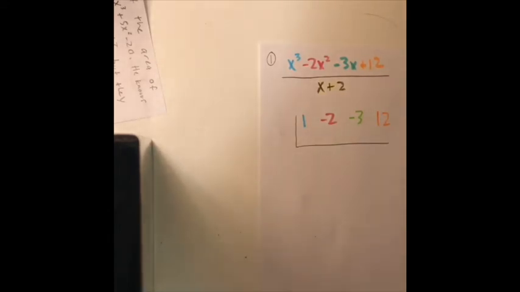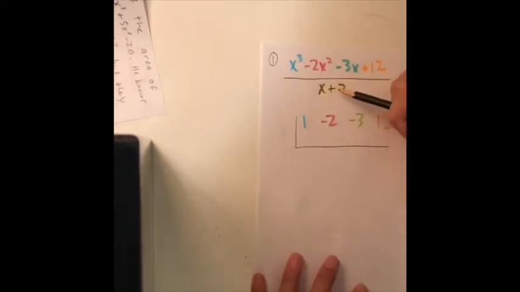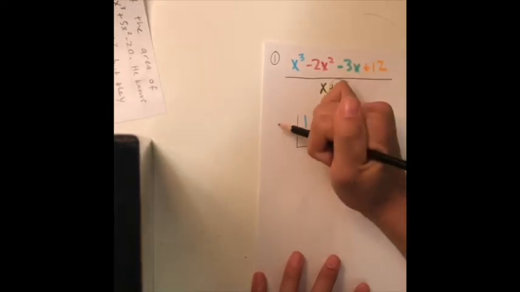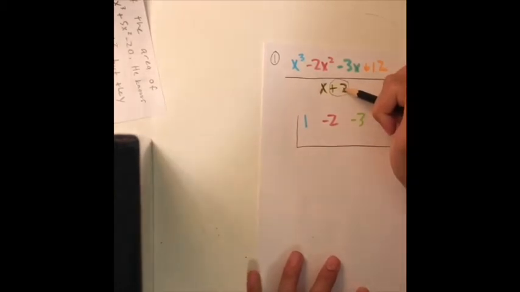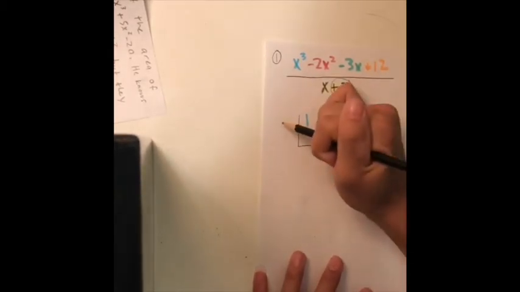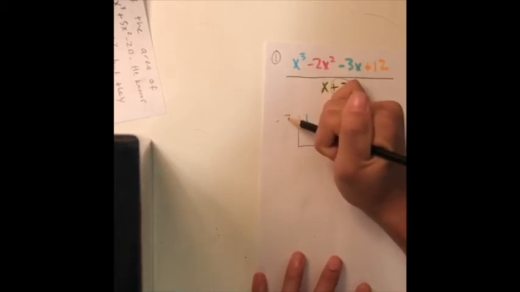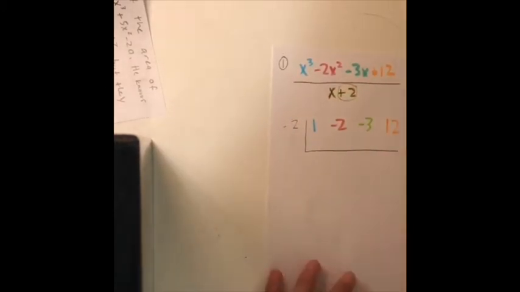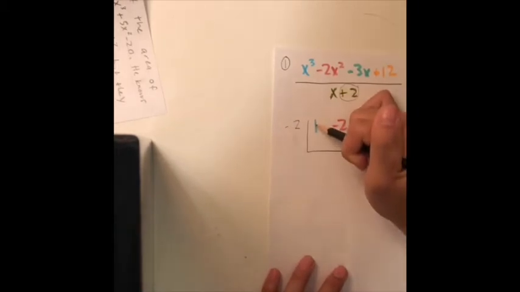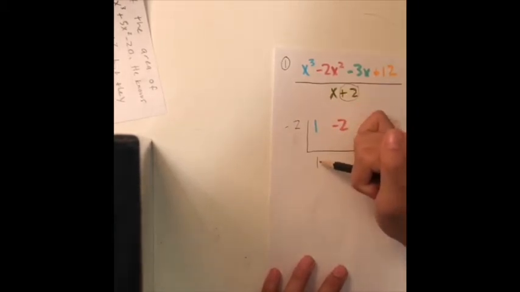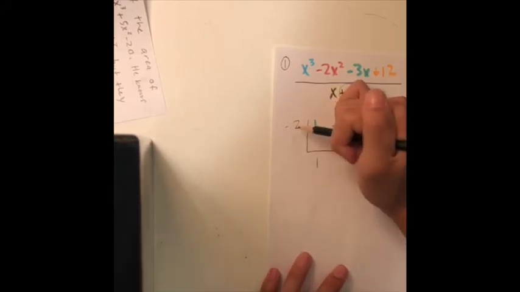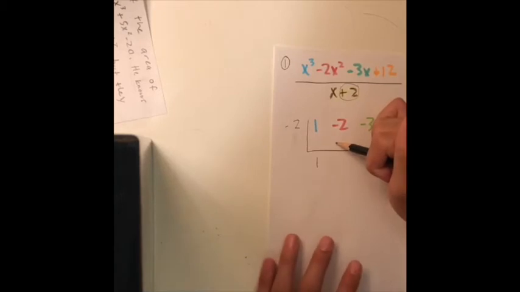And so now what you're gonna want to do is take the opposite, or the negative, of this number, and put it on the outside. So since we're dealing with a positive 2, the negative of positive 2 is negative 2. So I'm gonna write negative 2. Alright. So what you're gonna want to do first is just drop the first number down, and then multiply this number, which is 1, by negative 2, which is negative 2, and then you write it underneath the next term. Then you're going to want to add these together, negative 2 plus negative 2, negative 4.